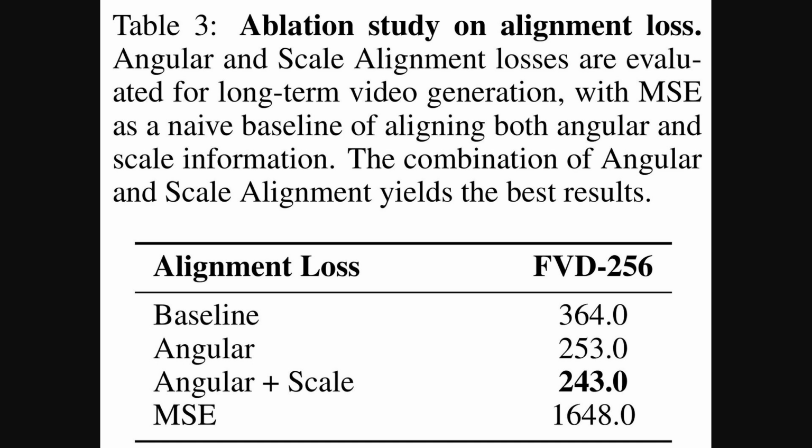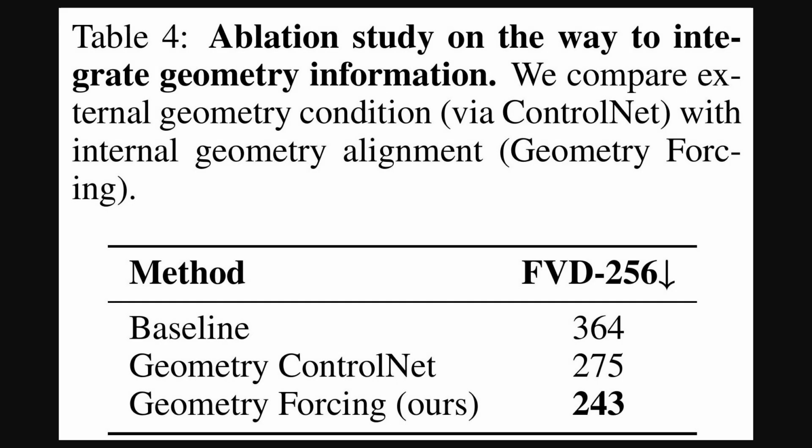The model is guided by two objectives: angular alignment for feature direction and scale alignment for feature magnitude. Using just angular alignment already improves the Fréchet video distance score a lot, but combining both gives that best result of 243. And look at the last row. Using a simple mean squared error, a standard way of measuring differences, makes things much worse, showing their two-part approach is essential.